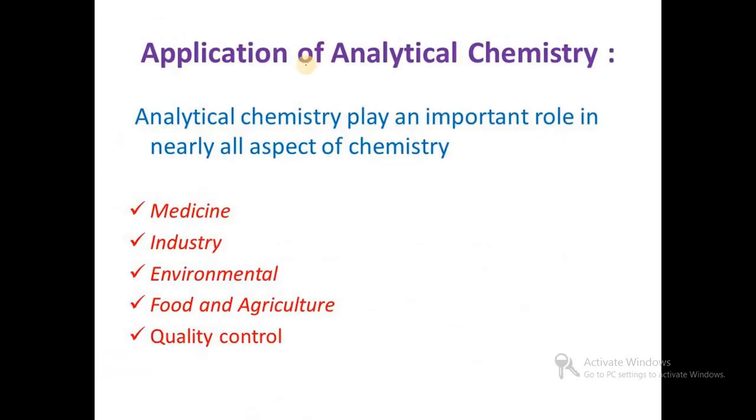So overall, the applications of analytical chemistry. Analytical chemistry plays an important role in nearly all aspects of chemistry, that is medicine, industry, environment, food and agriculture sector and quality control sector. This quality control department is also available in various pharmaceutical companies like Cipla, Glenmark. There are different units which carry out quality control experiments, and there are also various types of instruments available in all these companies.